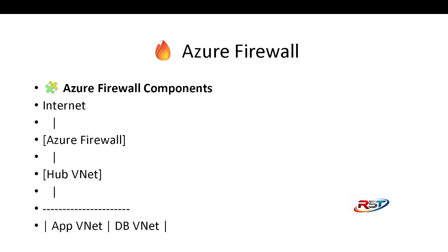Azure Firewall components. Typically we have an app VNet, a DB VNet like that, and a hub VNet. The firewall connects to the hub VNet, and next is the internet. So this is the typical architecture diagram.